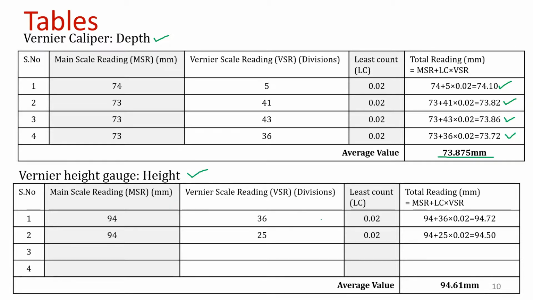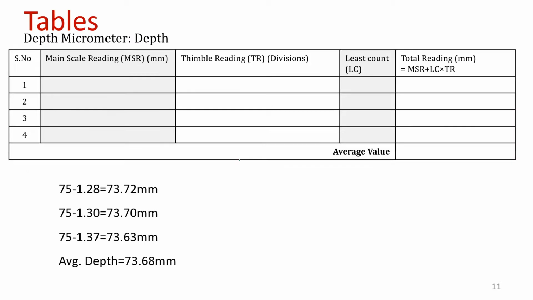The first one is 94 mm main scale reading, and 36 is the vernier scale division, and the least count is 0.02. So we get 94 plus 36 times 0.02, which is 94.72 mm. Similarly, for the second reading we noted the vernier coincidence values, and the total reading is 94.50. The average value is 94.61 mm.